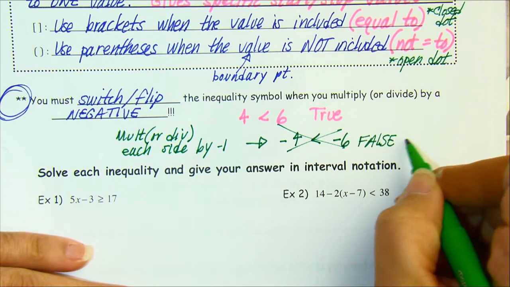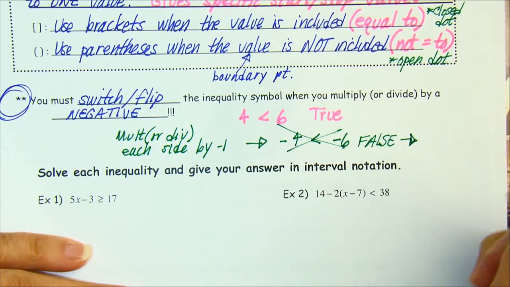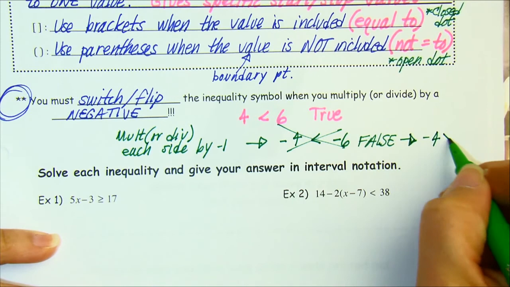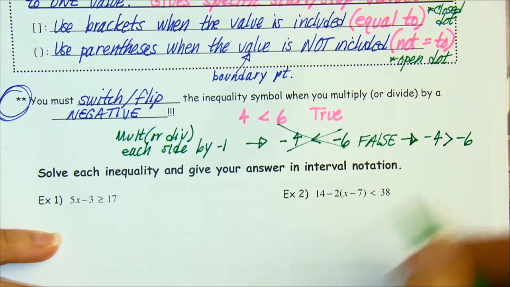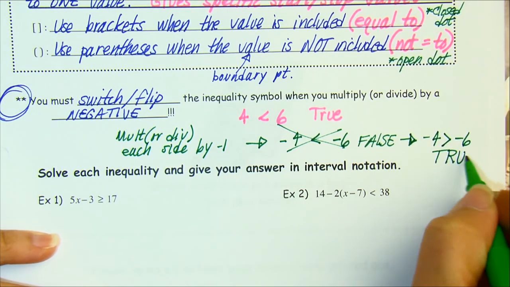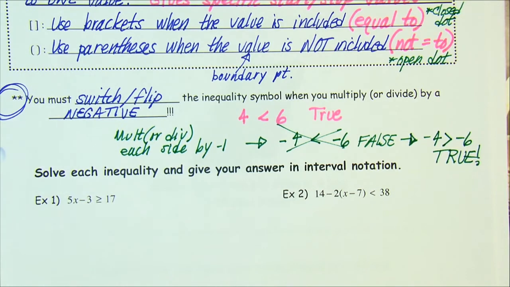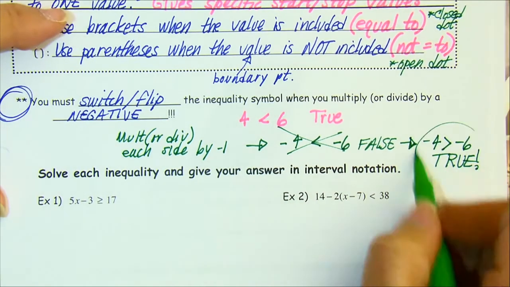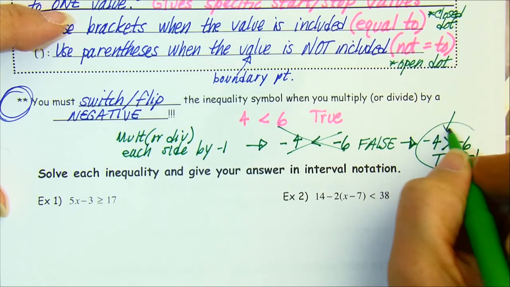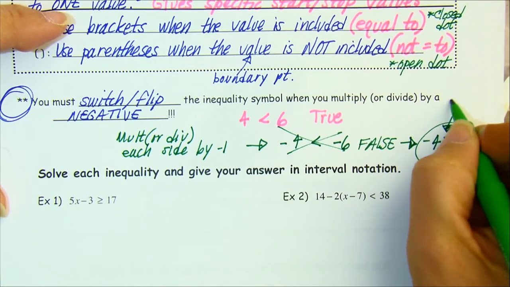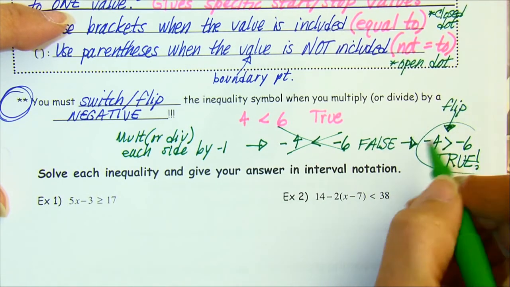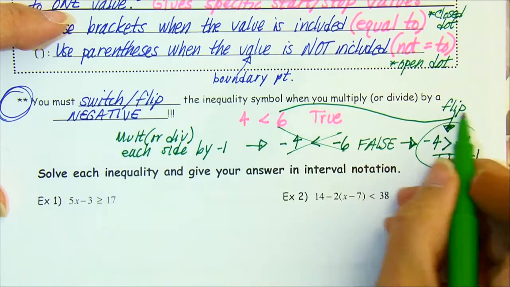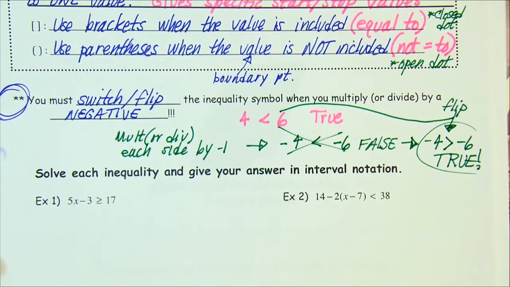But if I flip that symbol, then this is true. And that's why you have to flip the symbol. It's because if you don't, it gives you a false statement. So that means you or we or everyone has to flip the symbol from this to that to make it a true statement.